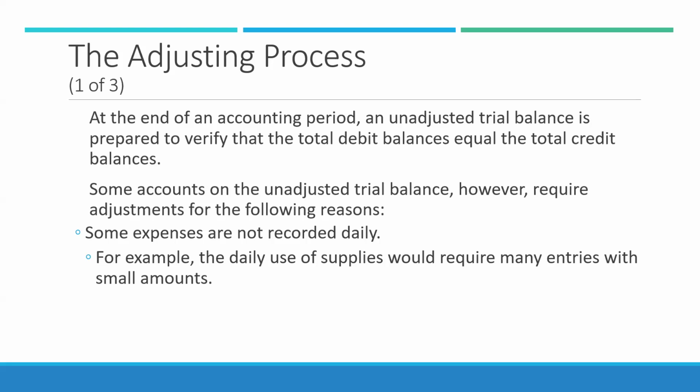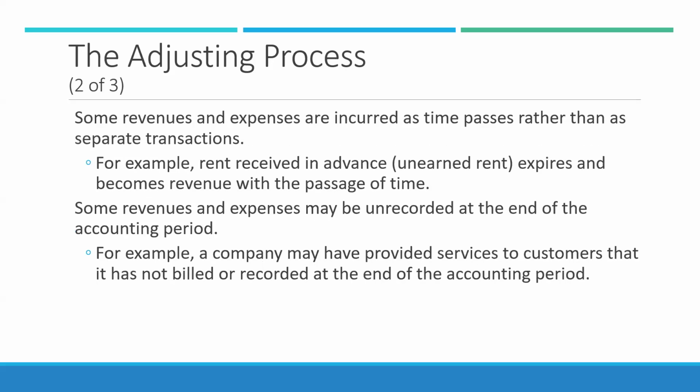That is an adjusting entry. It's something we need to report to make our revenues and our expenses balance. Okay, that's one example that we've kind of already done, guys. Some revenues and expenses are incurred as time passes rather than as a separate transaction.